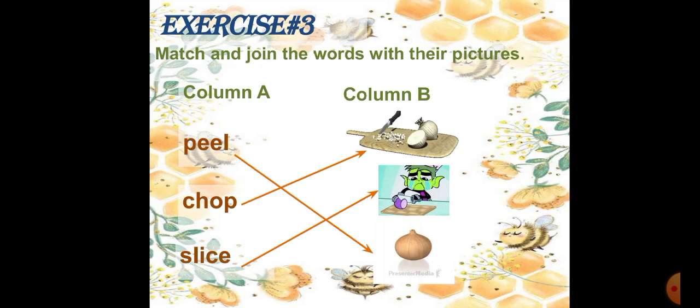So let's solve the exercise related to it. You have to imagine and join the word with the picture. Peel basically means to remove the outer covering of something, so you have to peel that. Chop basically means to cut. Slice basically means also to cut, like you cut into slices, and chop and slice are similar.